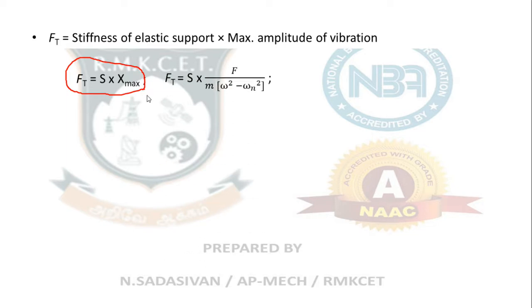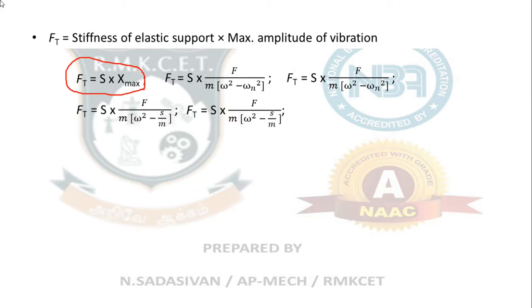So Ft equals S into the formula for X max from the last derivation, F by m into omega square minus omega n square. So Ft equals S into F by m into omega square minus omega n square. In place of omega n square, I am putting S by m, since omega n equals root of S by m. So Ft equals... I'm taking the LCM and cancelling out the m. If you take the LCM of m inside the bracket, m omega square minus S by m, the m and m get cancelled. So you get m omega square minus S, that's what I have done.